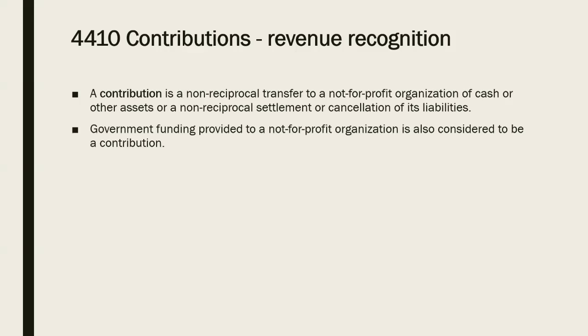Government funding is also considered to be a form of contribution. However, the normal practice is to refer to such funding as grants rather than calling it contributions. And the intent there is to help users of the financial statements get a sense of how much money the society or the not-for-profit organization gets from the government and how much of it comes from individual or corporate donation. There tends to be more stability to government grants than there is to individual donations.